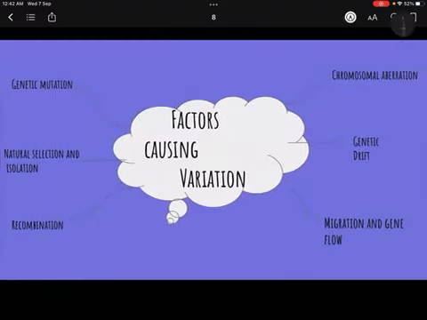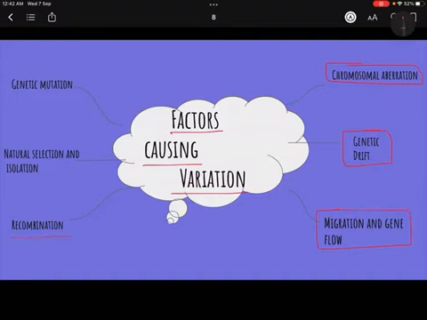Now, the factors causing variation, which were not known to Darwin, were synthesized in the modern theory. Basically they are chromosomal aberration, genetic drift, migration and gene flow, recombination, natural selection and isolation, and genetic mutation. We'll deal with all of them one by one.